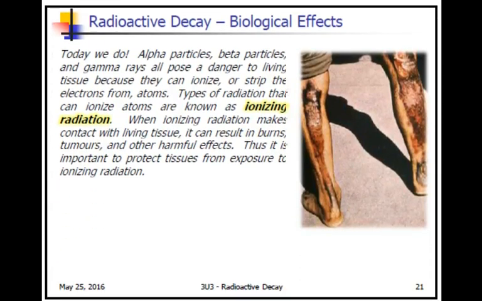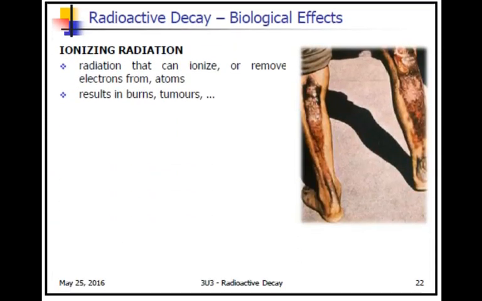Today we do know alpha particles, beta particles, and gamma rays all pose danger to living tissue because they can ionize or strip the electrons from atoms. These types of radiation that ionize atoms are known as ionizing radiation. When ionizing radiation makes contact with living tissue, it can result in burns, tumors, and other harmful effects. So it's important to protect bodily tissues from exposure to ionizing radiation. So you can copy this down for ionizing radiation.